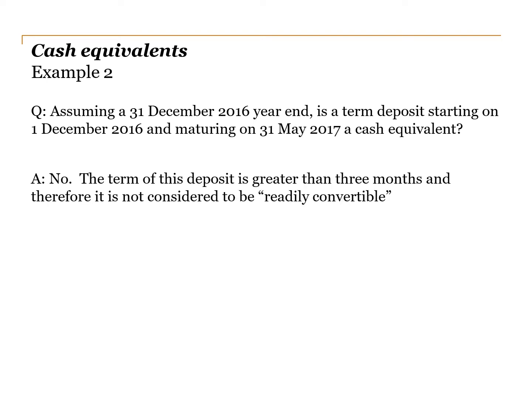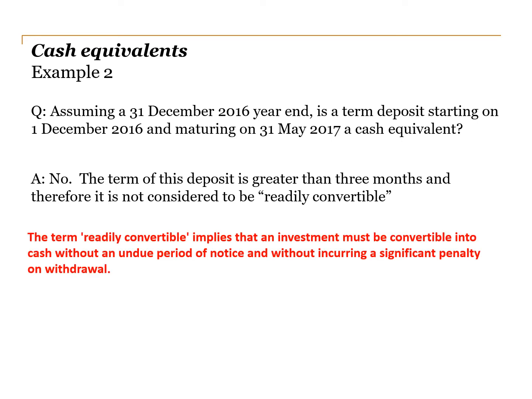This is a second example. Assume a 31 December 2016 year end. Is a term deposit starting on 1 December and maturing on 31 May 2017 a cash equivalent? Obviously, the answer is no. The term of this deposit is greater than 3 months and therefore it's not considered to be readily convertible.